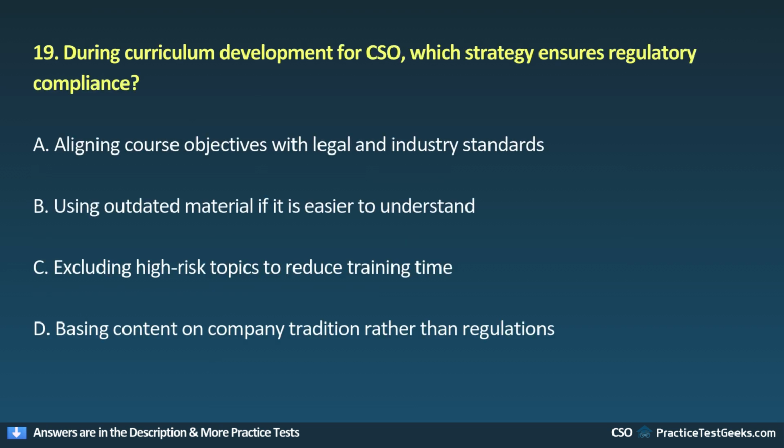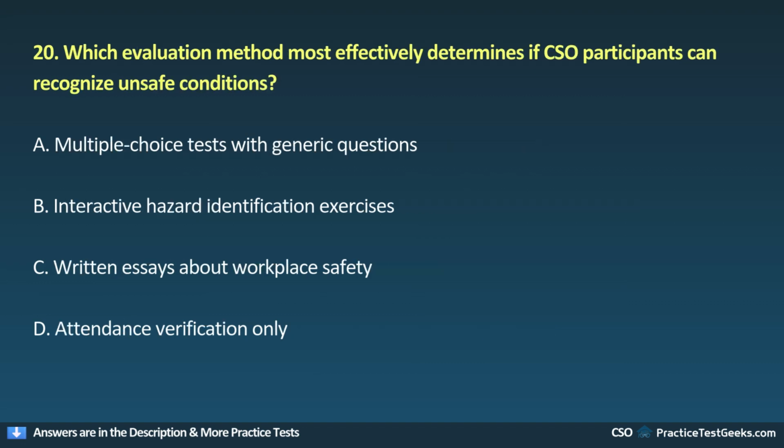19. During curriculum development for CSO, which strategy ensures regulatory compliance? A. Aligning course objectives with legal and industry standards. B. Using outdated material if it is easier to understand. C. Excluding high-risk topics to reduce training time. D. Basing content on company tradition rather than regulations.